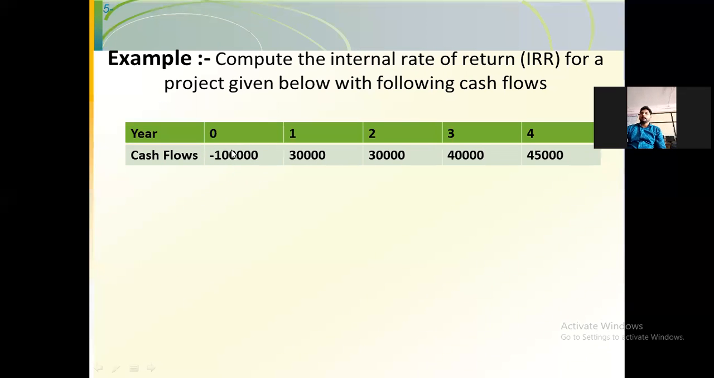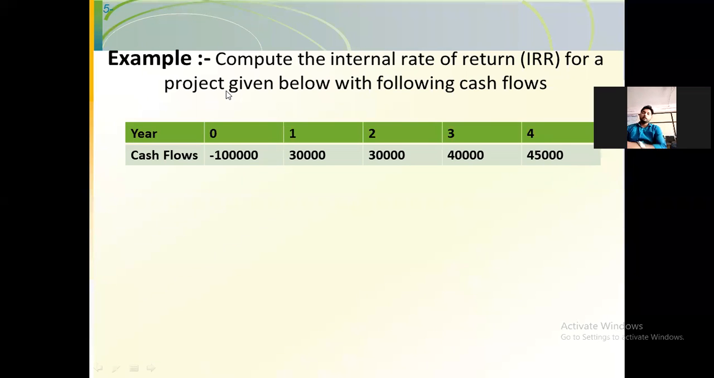So 1 lakh rupees is invested in the business for the benchmark year, and for the first year you have received 30,000, then for the second year 30,000, for the third year 40,000, and for the fourth year you have received 45,000 rupees. In this manner the cash flow is provided to you. Compute the internal rate of return. I will first explain this and then you can do the write-up part.